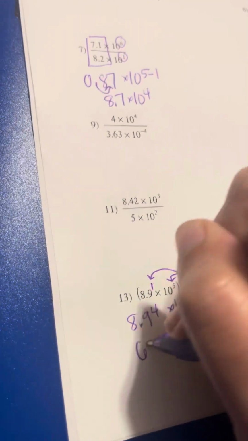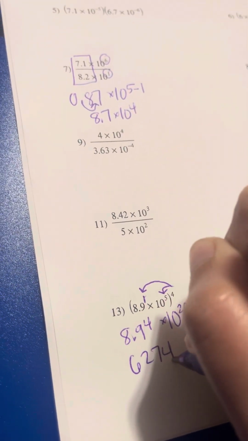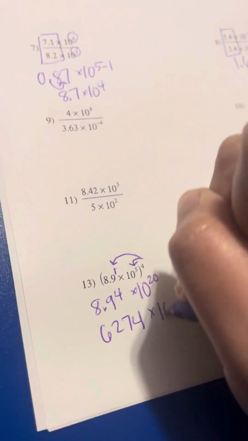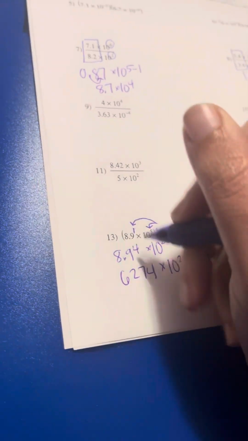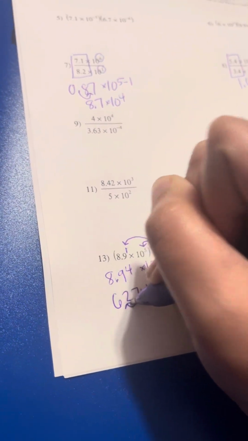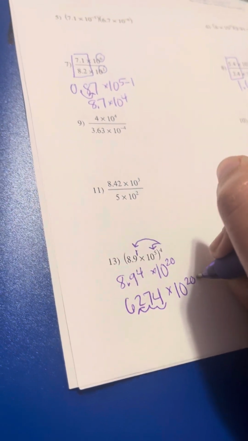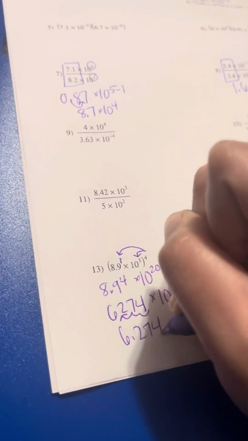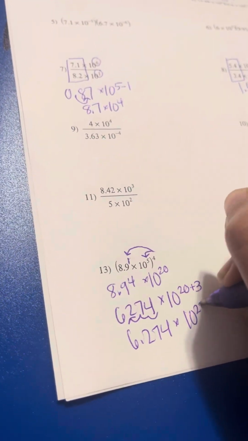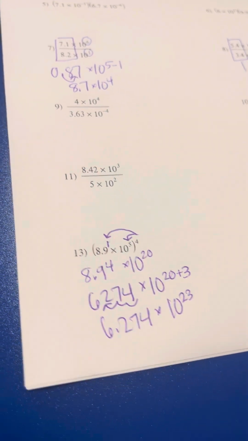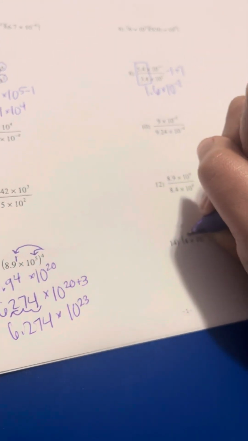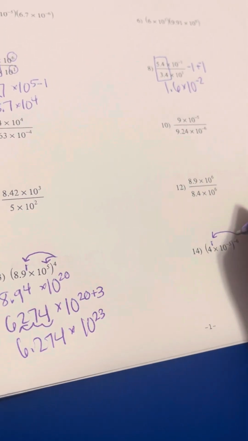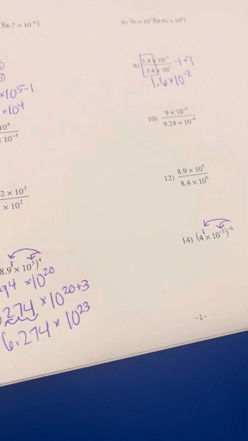So I have 6274. We can just keep it like that. You can round it. Times 10 to the 20th. That's not good scientific notation. So 1, 2, 3 times I moved to get smaller. So 3 times I get bigger. 6.274 times 10 to the 23rd. Remember, if you don't see an exponent, the exponent is 1. If you have an exponent outside parentheses, it goes to all the exponents inside and gets multiplied.